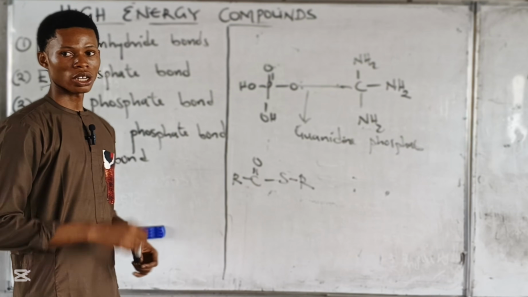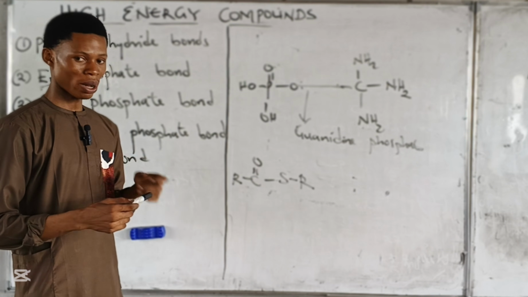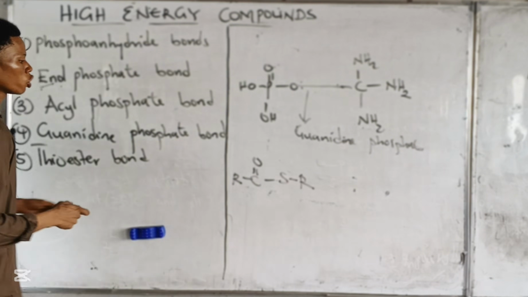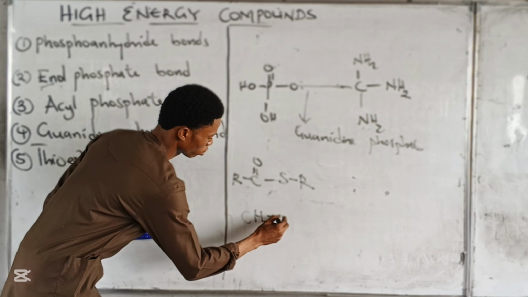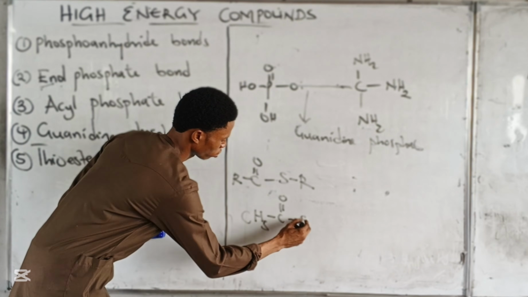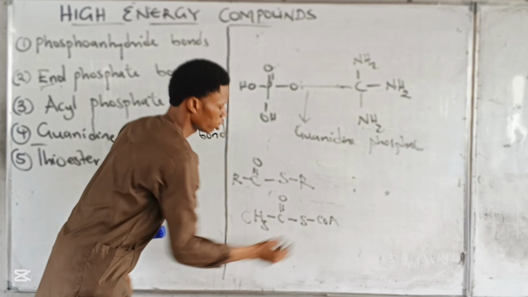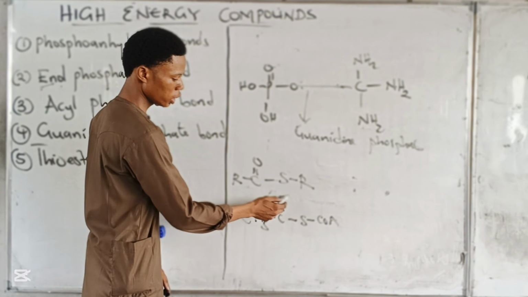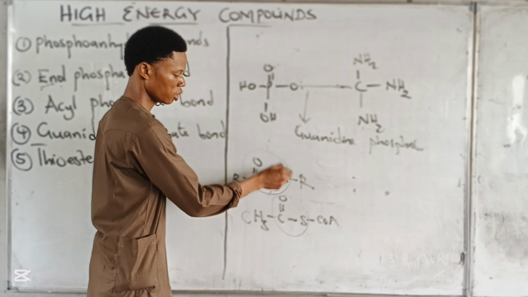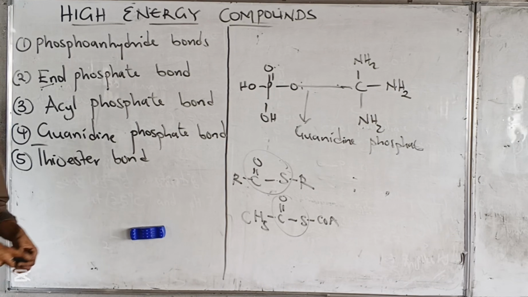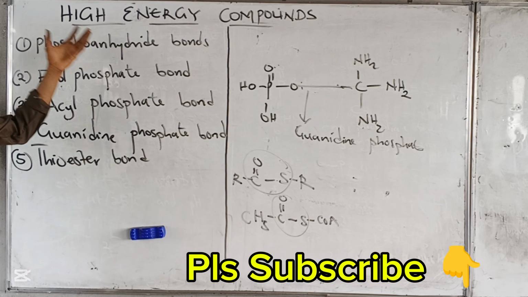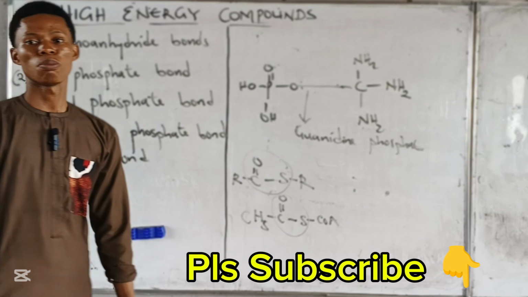Thioester bond. And it's found in compounds like acetyl-CoA. If you draw the structure of acetyl-CoA, you have something like this. This is the structure of acetyl-CoA, and you can see this thioester bond in it. So thioester bond is formed between carboxylic acid and SH group. So basically, these are the high energy bonds we have.